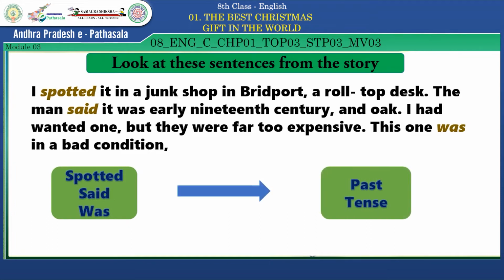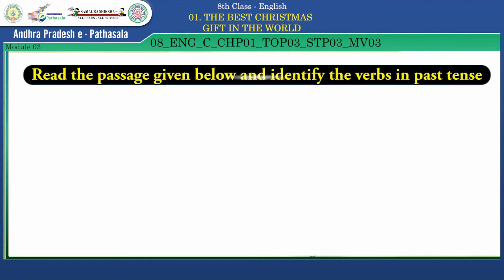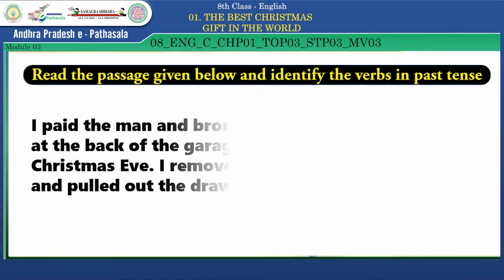Simple past tense. Very good. What is past tense? Verbs that tell us about actions that happened before in the past. Students, let me check how far you have understood this topic. Read the passage given below and identify the verbs in the past tense.